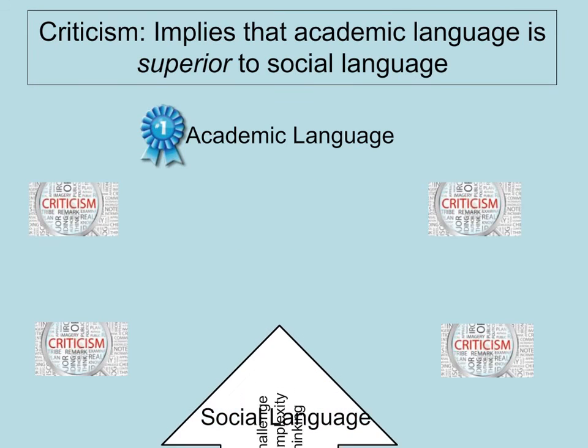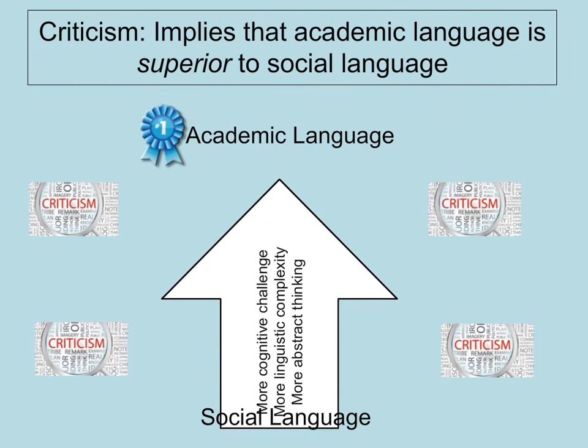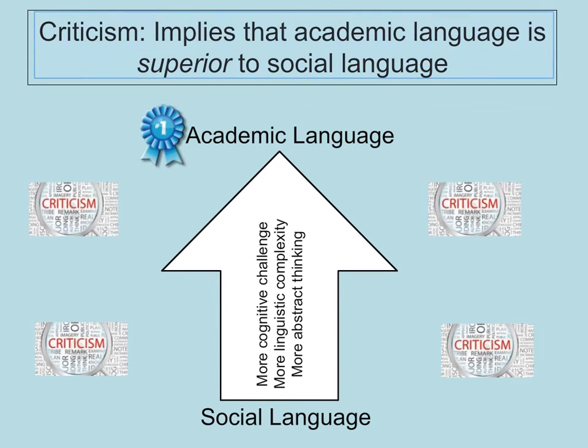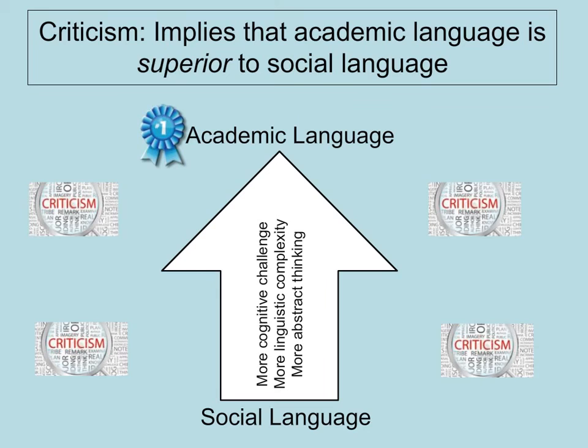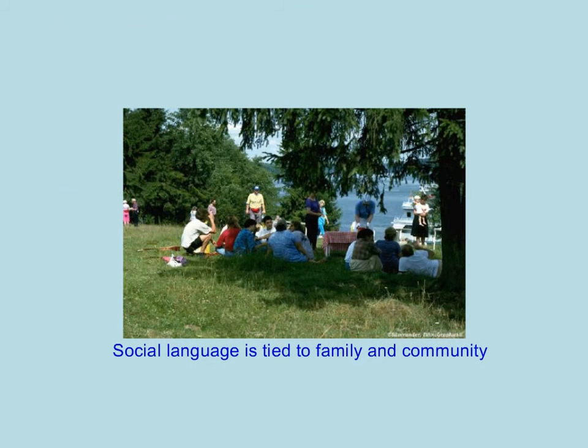This distinction between social and academic language can be useful, but it comes with some problems. This theory implies that academic language is superior to social language. Academic language is seen as more complex and cognitively challenging. This view has come under sharp criticism. The biggest problem is that it can lead to a devaluing of social language. Social language is intricately tied to family and community. We want to do everything in our power to value home and social languages.